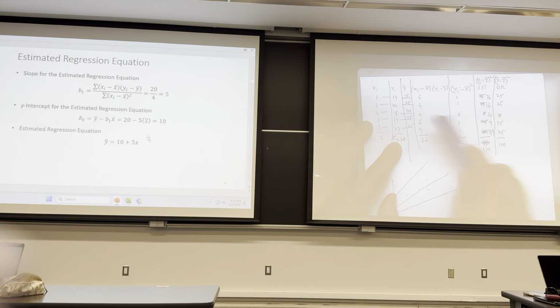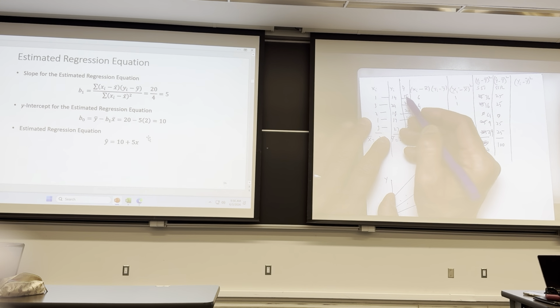How did I get this? 15 minus 20 is negative 5, square it is 25. 25 minus 20 is 5, square it is 25. So that's how I got it. And then the last one is yi minus y hat square. Now over here, yi is this, so 14 minus 15, square it. So that is your SSE.